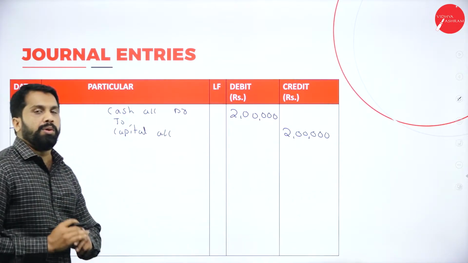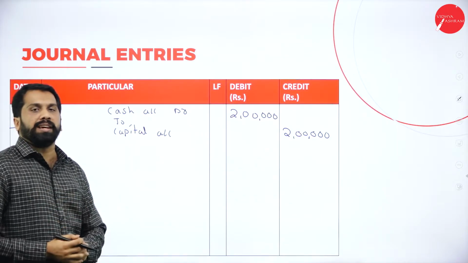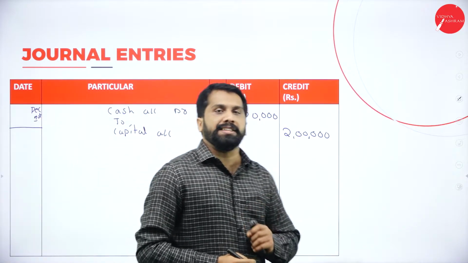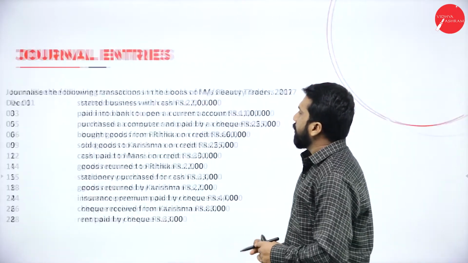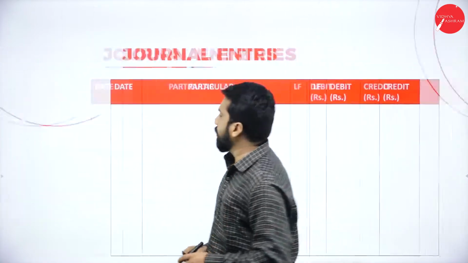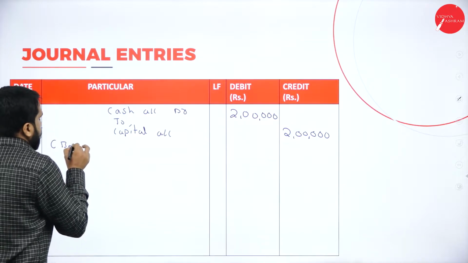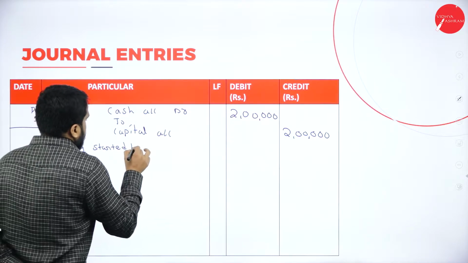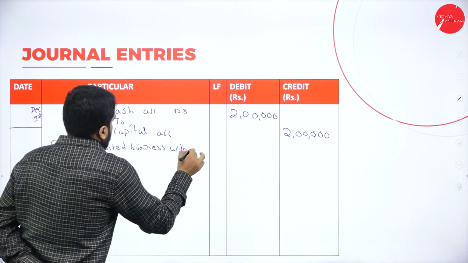Any doubt? No. Now in this problem we will solve the description also. How to write the description? We don't call it a description, we call it a narration. Narrating what you have written. Very simple. What is the question now? Started business with cash. Similarly, you have to add a prefix like "being": being started business with cash.